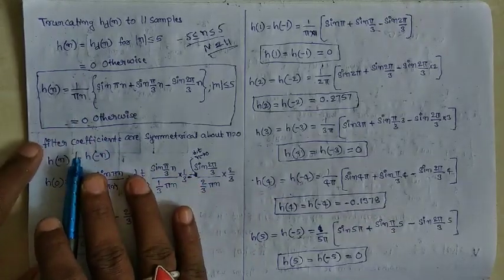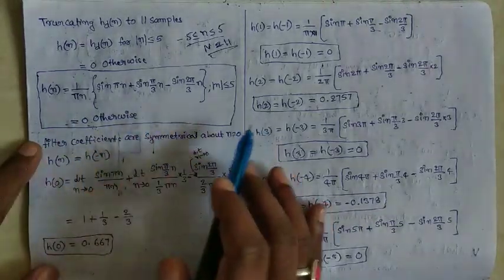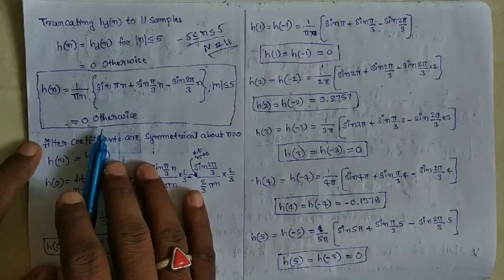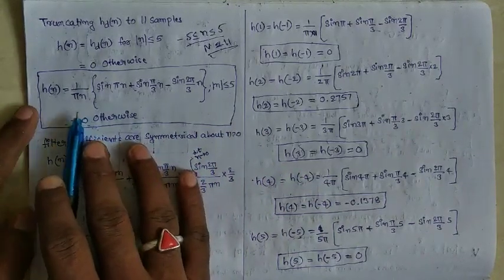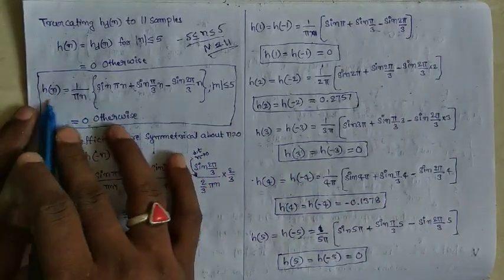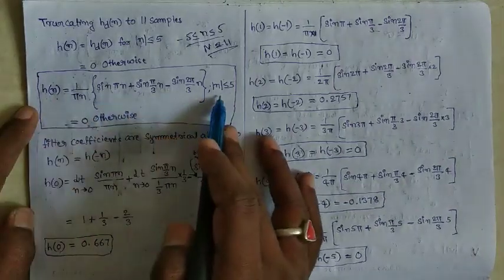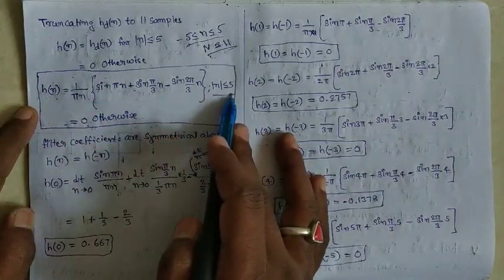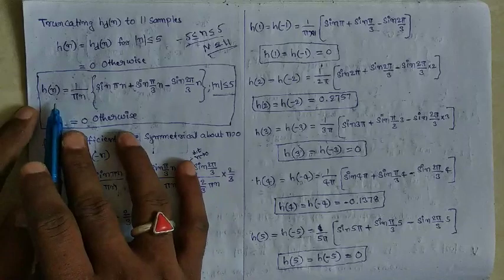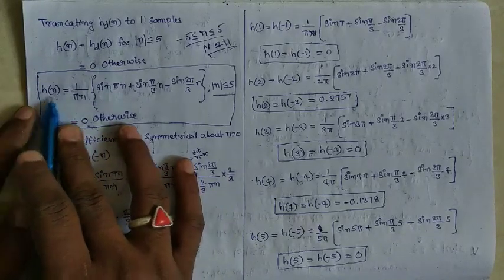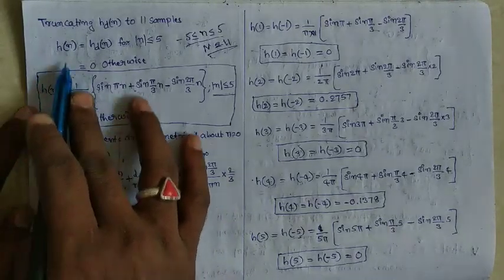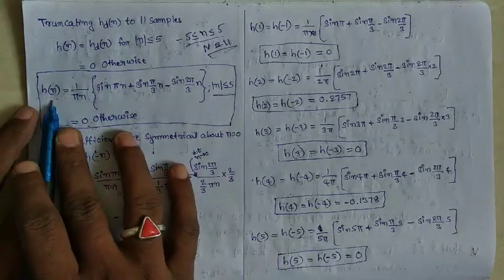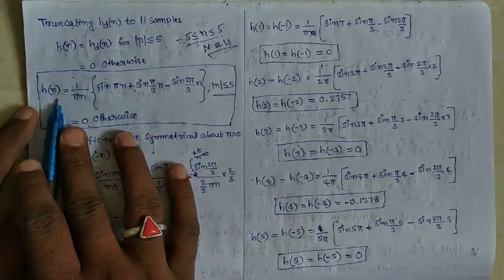Here, in the third step... sorry, this is in the second step. In the second step we are determining h of n corresponding to these n values. h of n is nothing but hd of n, and h of n is symmetrical about n equal to 0.